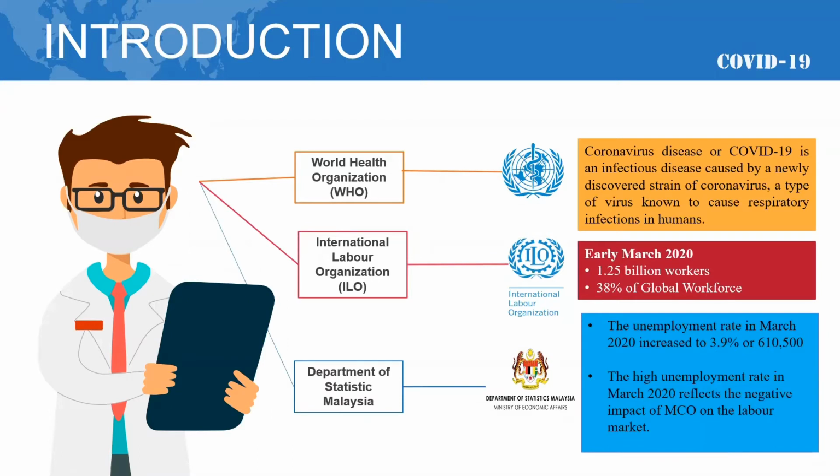So, why did the unemployment rate increase due to this pandemic? Because employers are unable to pay the workers' salaries because of the decline in business performance or temporary shutdown of business operations. I think that's all from me, and I will pass to the next presenter.